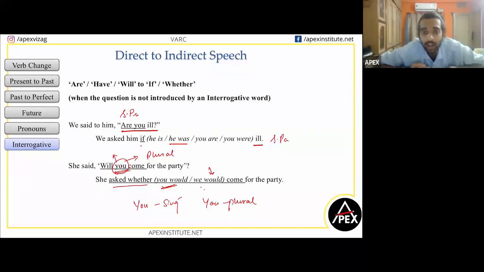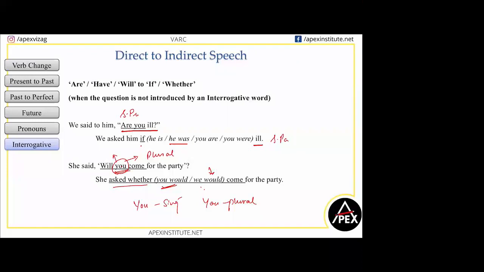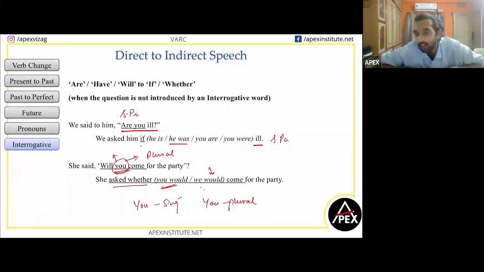She asked whether I would come for the party, Anna. Sir. Yes. See, if it is singular, no, then she will definitely say she asked whether I would come for the party.